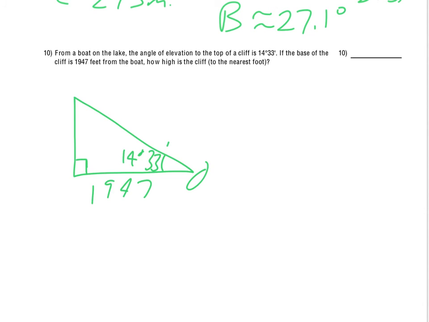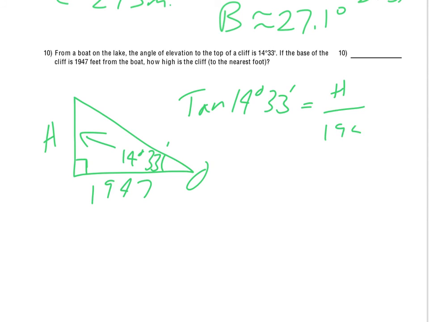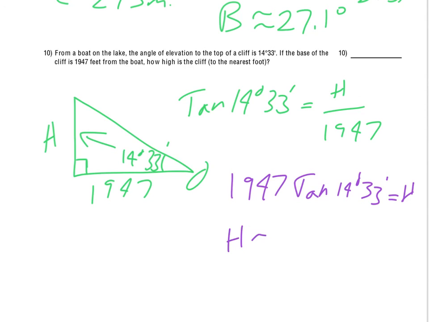So we'd have to figure out a trig ratio. Again, from the angle that we have, the side that we want to find, the height, is opposite of that angle, and we have the adjacent side, so another trig ratio. Tangent of the angle 14 degrees 33 minutes equals the opposite side, which we want to find, over the adjacent side, which we know. So we multiply both sides by 1947. So 1947 times that tangent of 14 degrees 33 minutes is going to equal our h value. And to the nearest foot, h turns out to be about 505 feet.